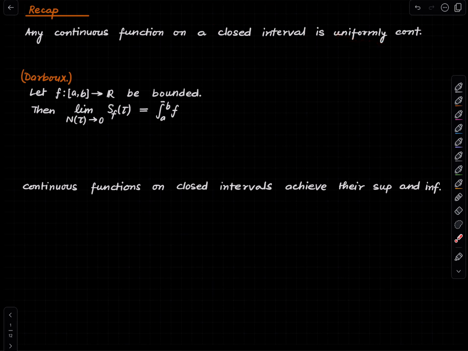A function is said to be uniformly continuous. So suppose f is a function defined on some closed interval. This is said to be uniformly continuous if for each epsilon greater than 0, there is some delta greater than 0 such that whenever two inputs to the function are delta close, the corresponding outputs are epsilon close.